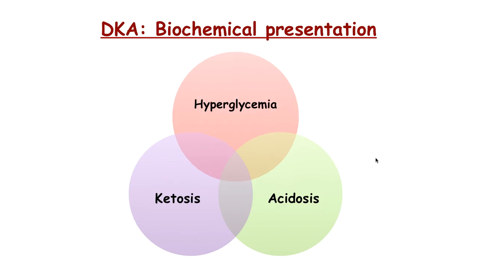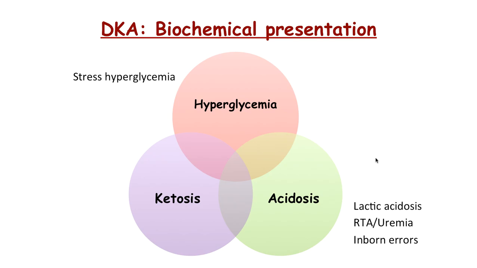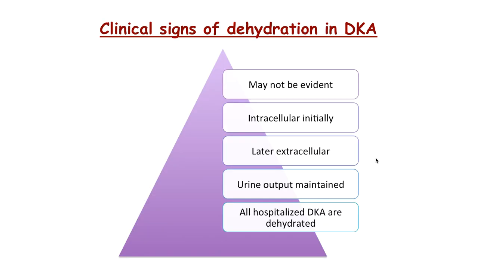Similar to clinical triad, there is a biochemical presentation which is also a part of DKA definition. So you need to have all these three components of hyperglycemia, acidosis and ketosis. But remember, in isolation, these lab parameters can be found in other disorders as well. Like hyperglycemia can be there in stress hyperglycemia, acidosis can be there in lactic acidosis, RTA, uremia or inborn errors of metabolism. Then ketosis can be there in a case of recurrent vomiting or prolonged starvation, and certain inborn errors of metabolism can also lead to ketosis.